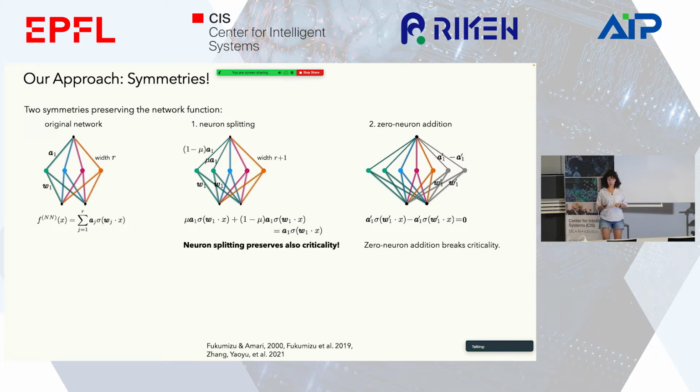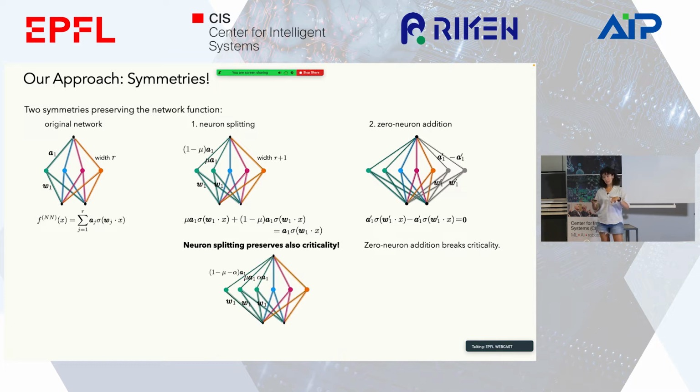Okay, here there's a key observation for the first type of invariance: neuron splitting also preserves criticality. This was first discovered by Fukumizu and Amari in 2000, who are also from Japan. But I'm not sure if I'm lucky enough to have them in my audience. For the second type of invariance, they didn't study it back then, because it does break criticality. So it's only going to be relevant for the global minima manifold, but not for the saddles.